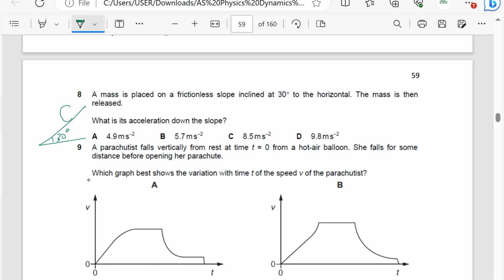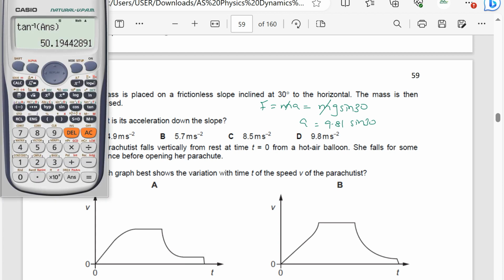So if the mass is there, the weight is vertically downwards. Let this be mg. When we resolve mg along the plane, it is mg sine theta. So it is accelerating downwards, and the acceleration is in that direction. By Newton's second law, F equals m times a, which is mg sine of theta, which is sine of 30. So the acceleration is going to be 9.81 sine of 30.